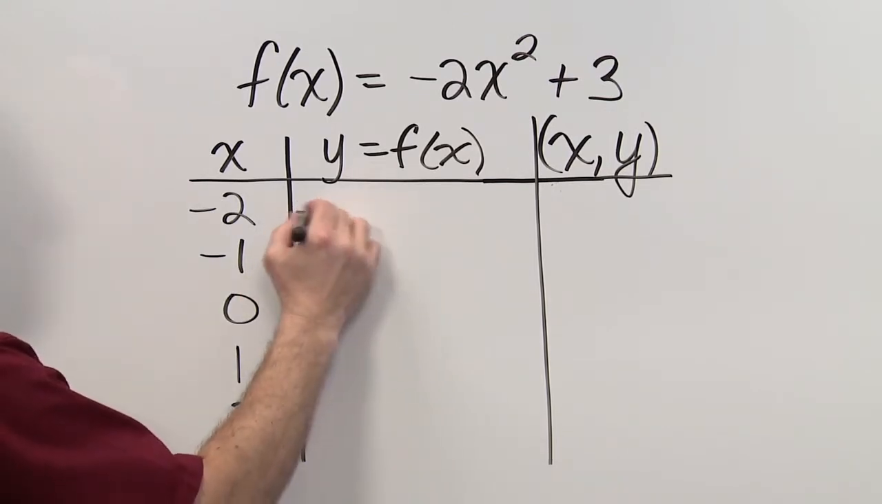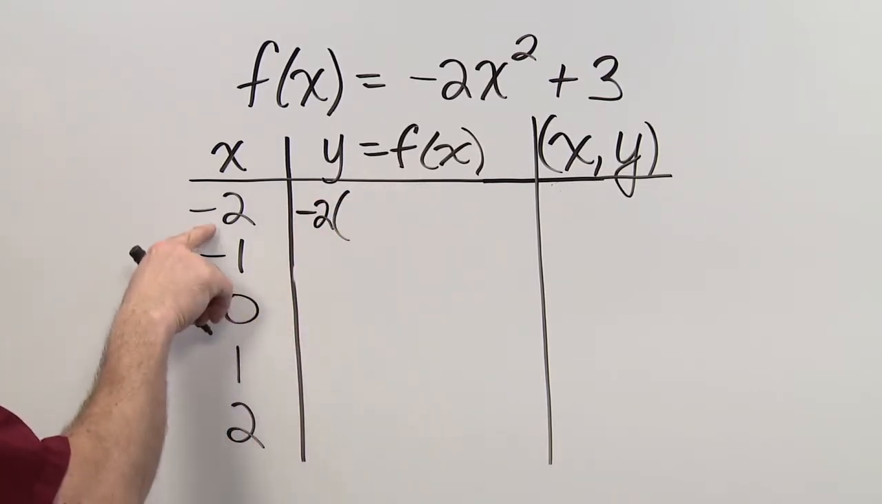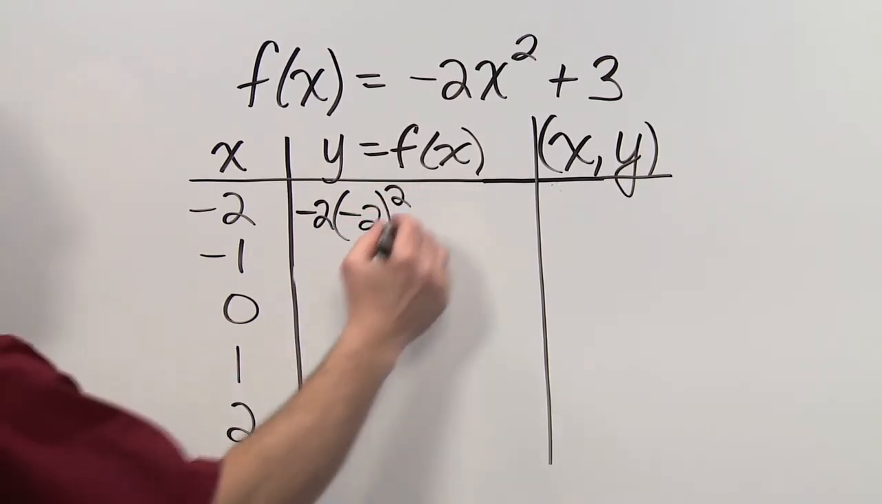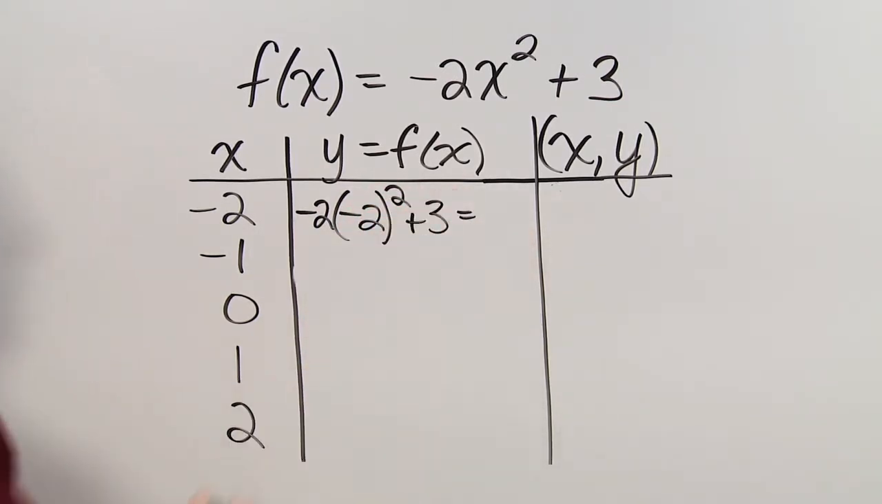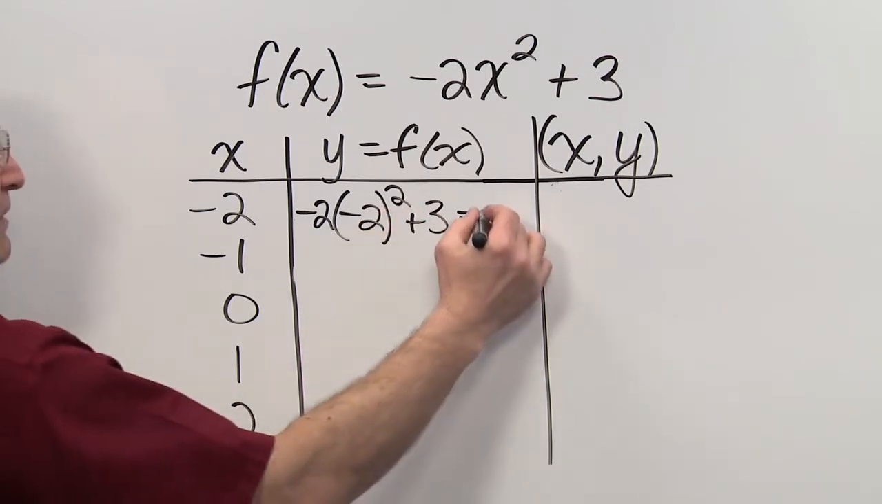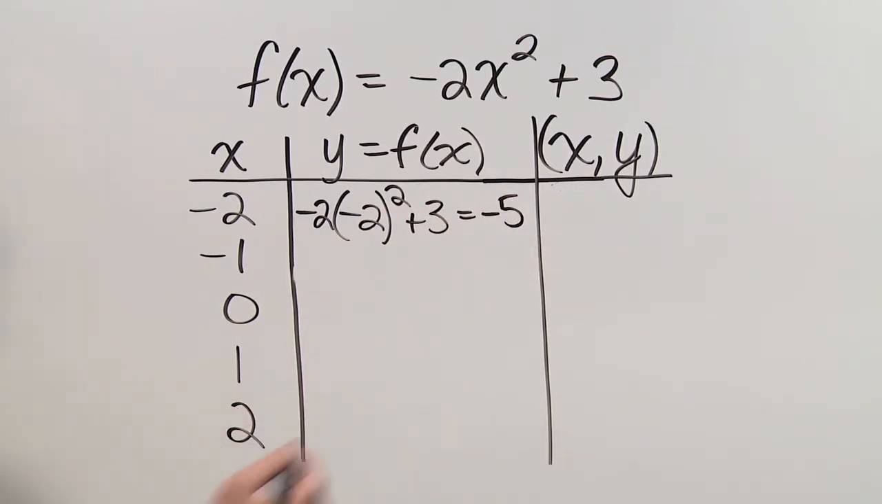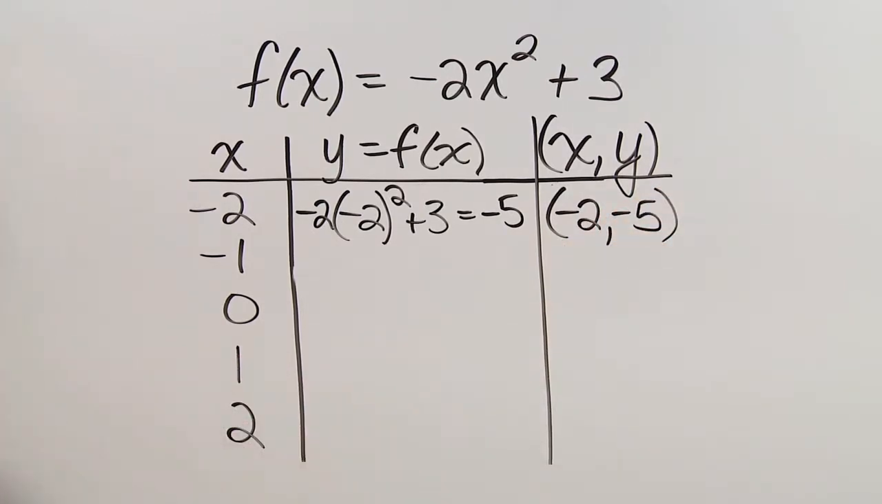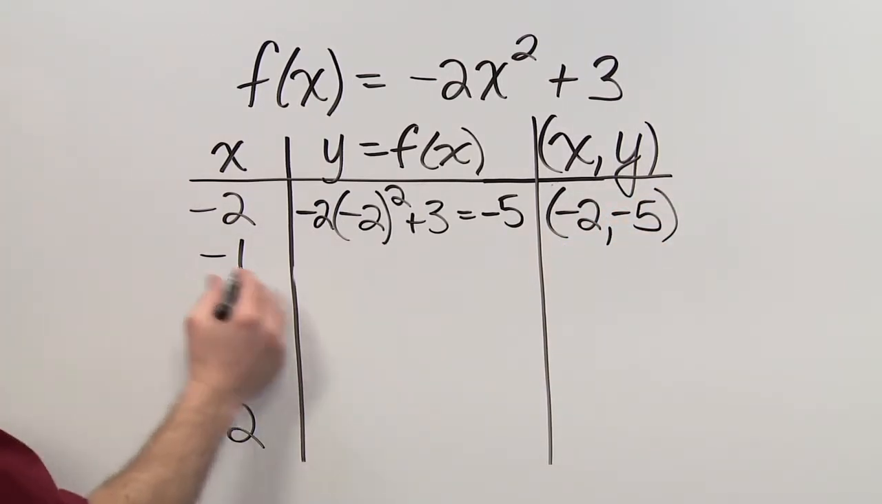So for example, we have -2 times, and now we substitute in -2 for x, so it would be -2 times -2 squared, plus 3. -2 squared is positive 4, times -2 is -8, plus 3 is -5, so our first point is -2 comma -5. Let's do the same with -1.